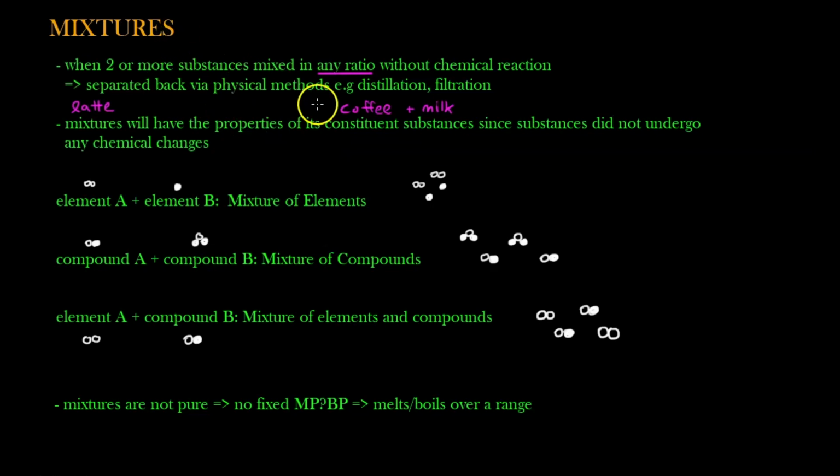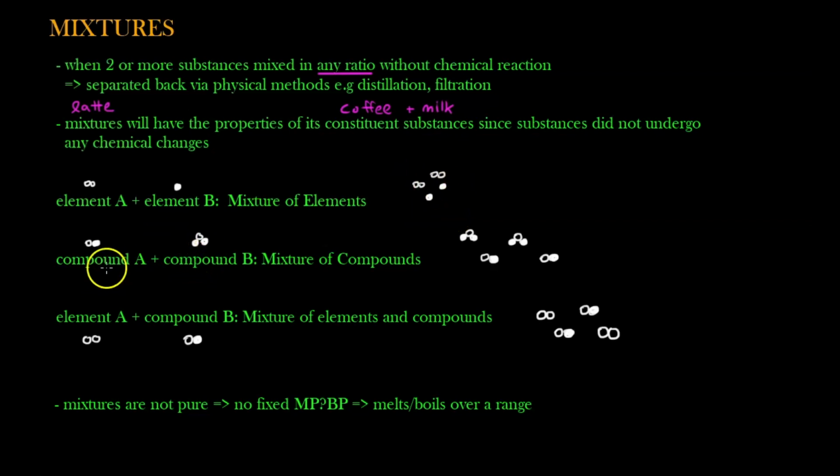Mixture can also be extended to the idea of elements and compounds. Why do I say so? For example, I have element A. Remember, this is a molecule. An element can exist as a molecule, so this is a molecule, this is an atom. Element B is an atom. So when I mix them together, it's called a mixture of elements. There's A around and there's B around, but if you look at them individually, we do not consider the whole picture. We only consider one individually. So this is an element, this is an element. Together, they are called a mixture of elements.